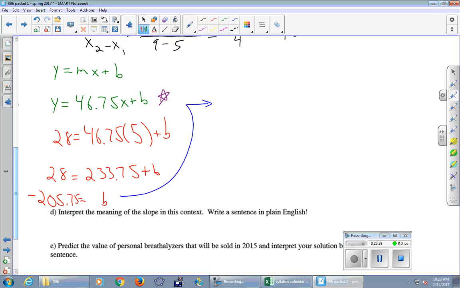And remember, the last thing is to just go back to that starred equation and change the B. That's it. So Y equals 46.75X, and then instead of plus B, okay.